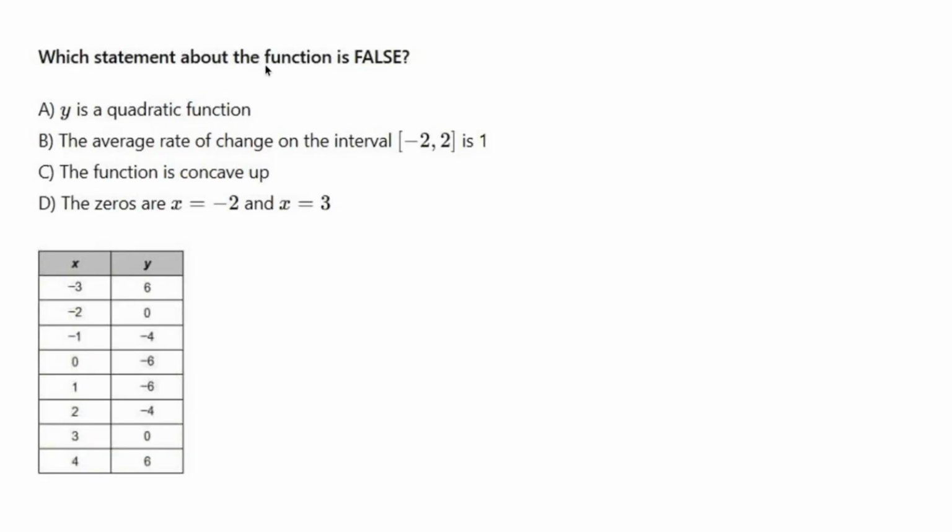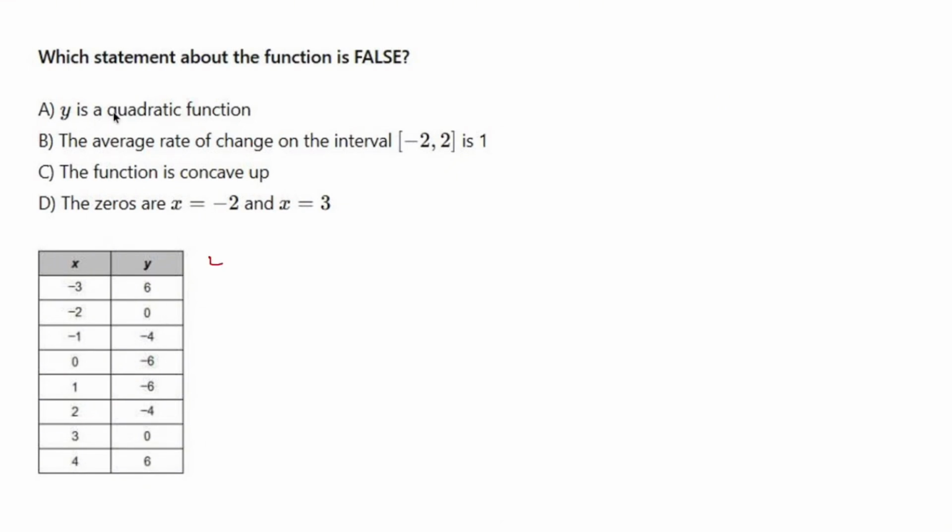Which statement about the function is false? Ooh, I want a false statement. All right, well, let's see what we got here. Y is a quadratic function. The x's go up by 1s every single time, so that's equal length input value intervals. All right, so I don't have to worry too much about that.